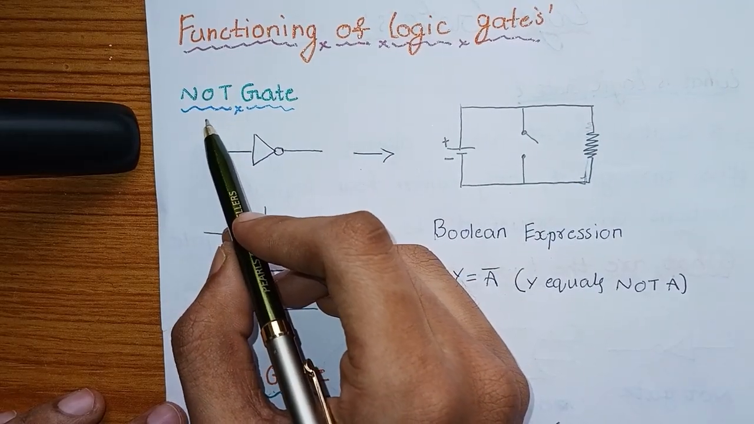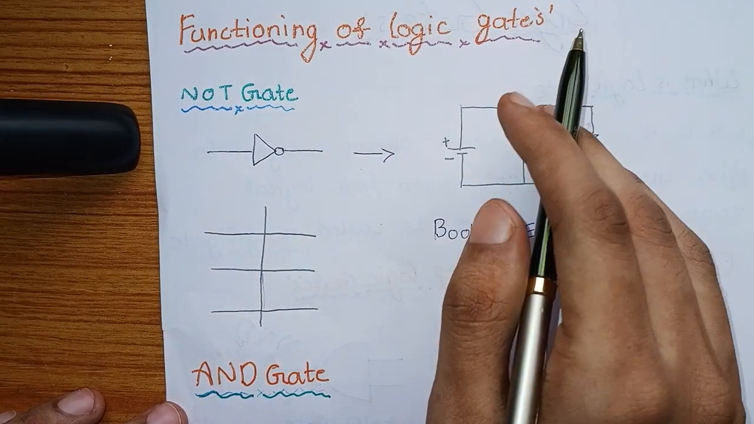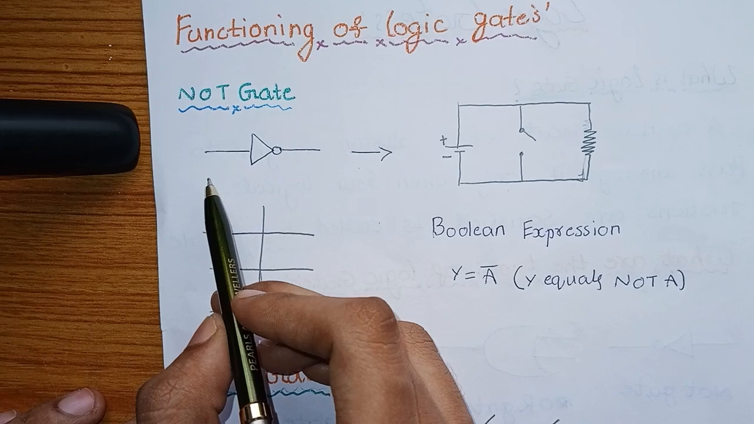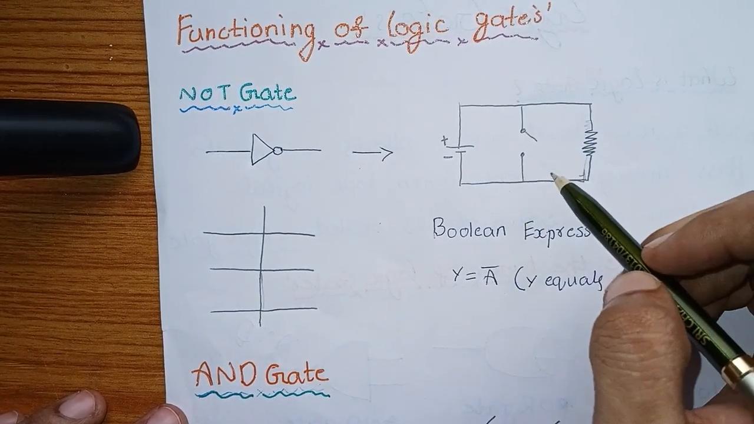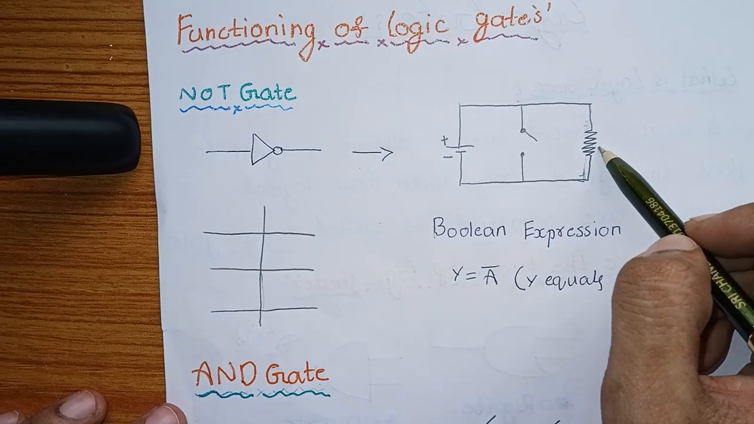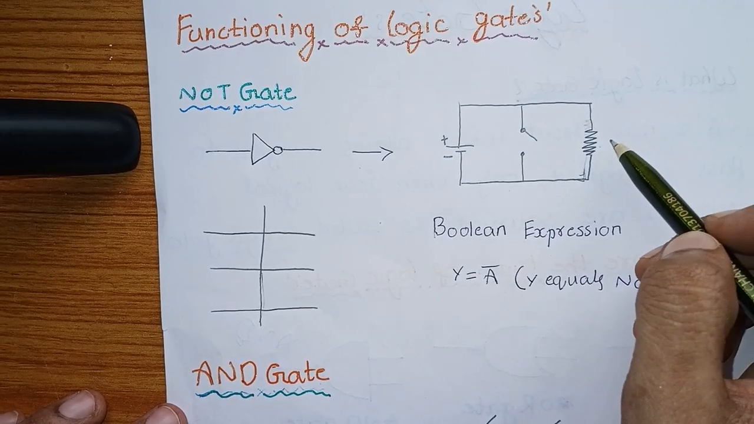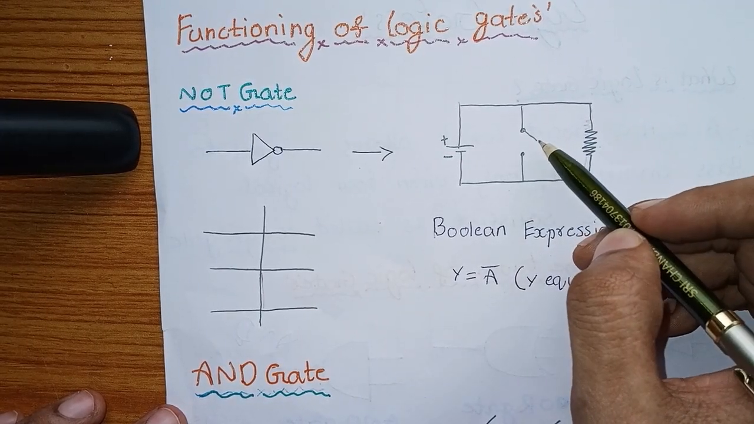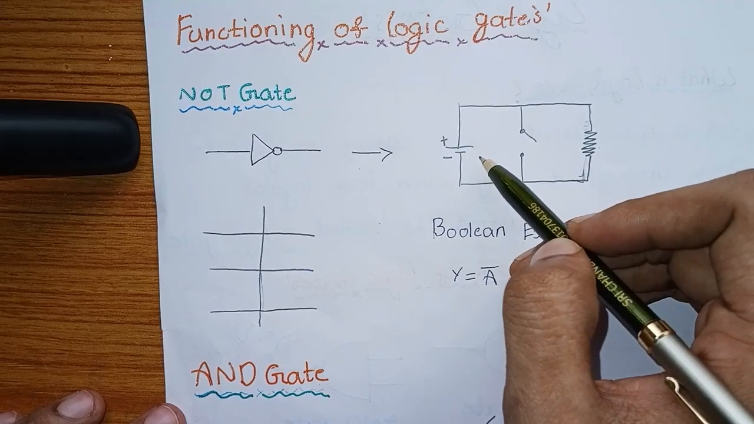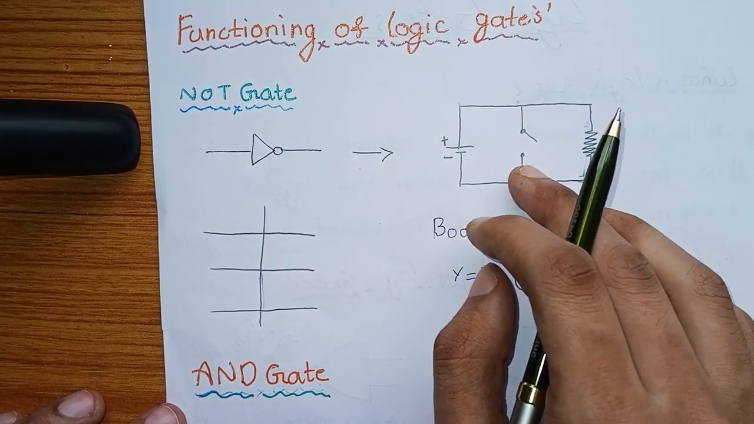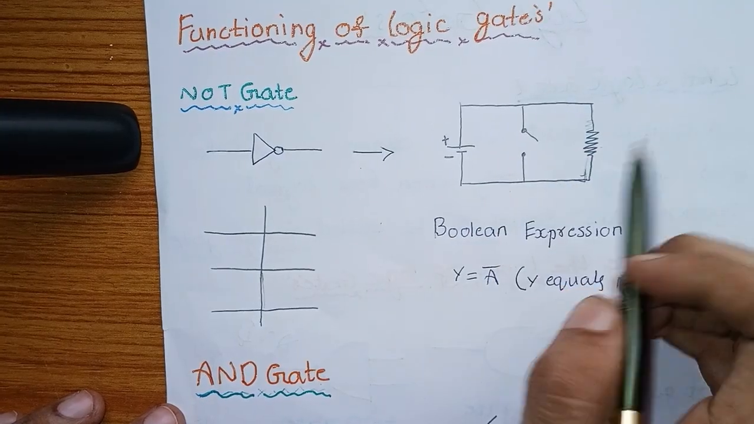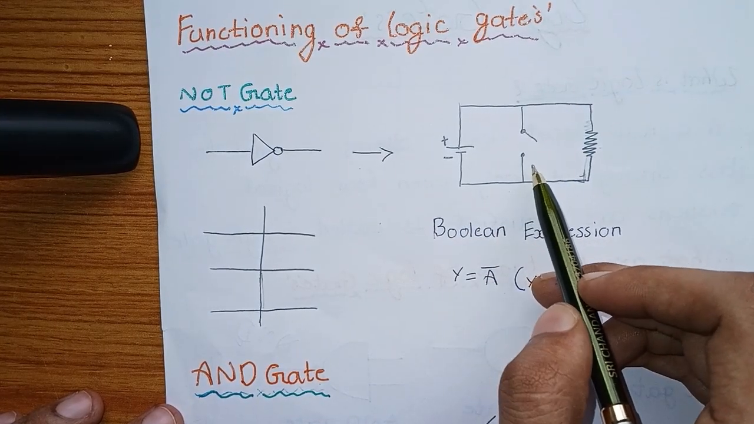First of all, the NOT gate. What is a NOT gate? Look here. Could you see a circuit here? We have the resistor, we have the switch, and we have the battery to complete the whole circuit. Yes, the circuit is not completed yet because the switch is open.